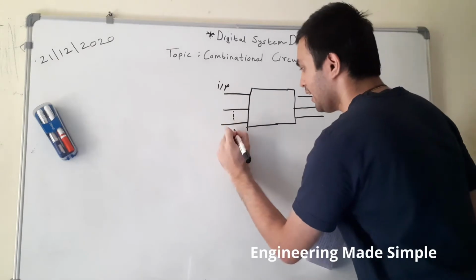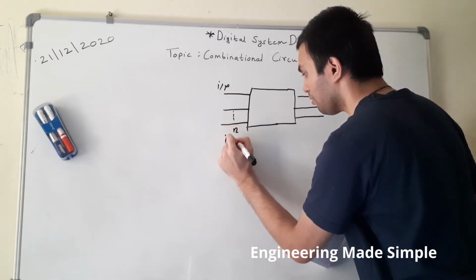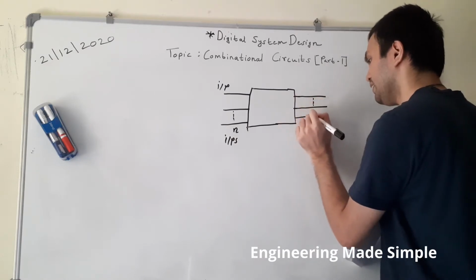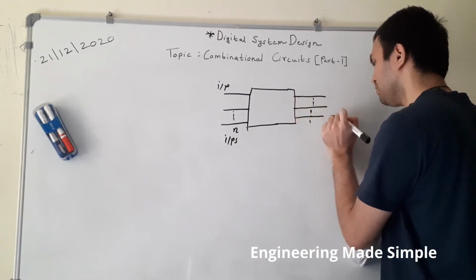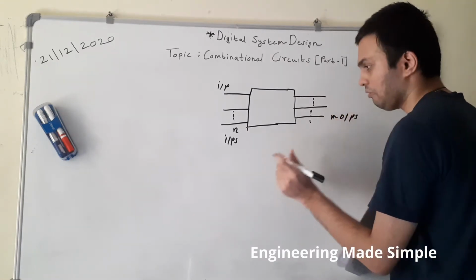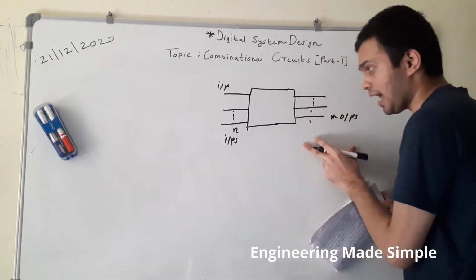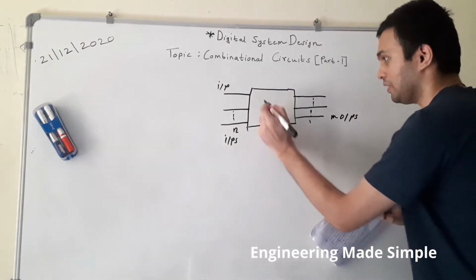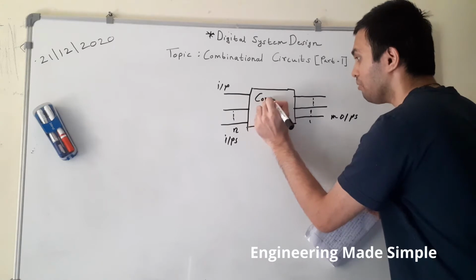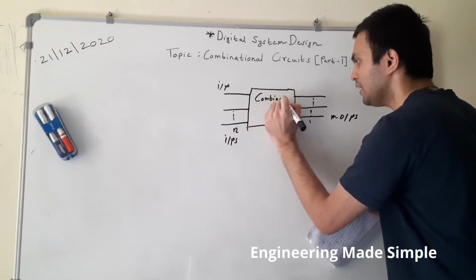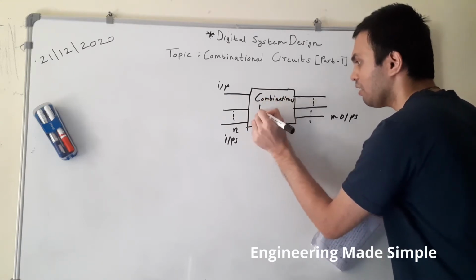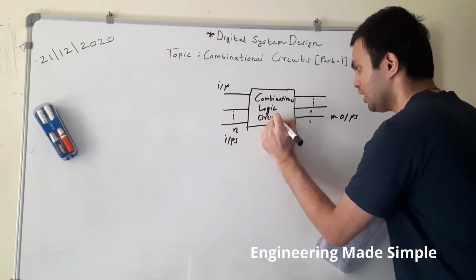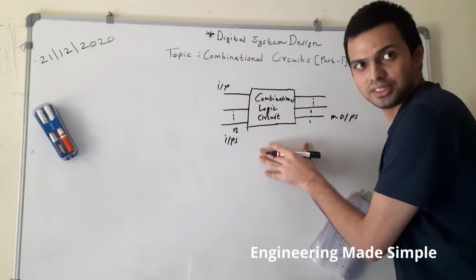So let's say there are n inputs to the combinational circuit, and we will denote the outputs by m. So we can say m outputs are generated corresponding to n input combinations applied to the circuit, and this block is known as a combinational logic circuit.